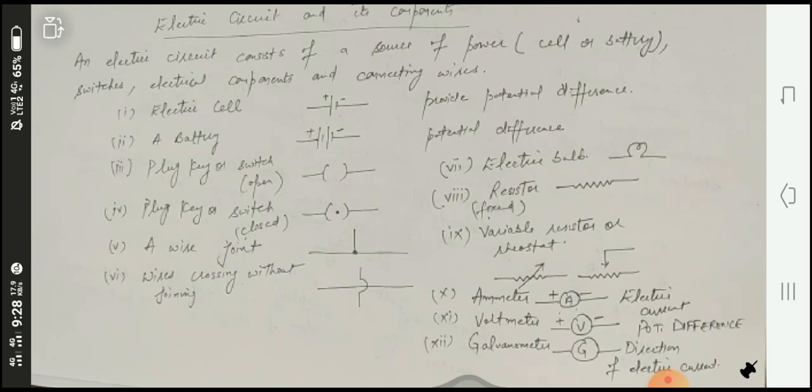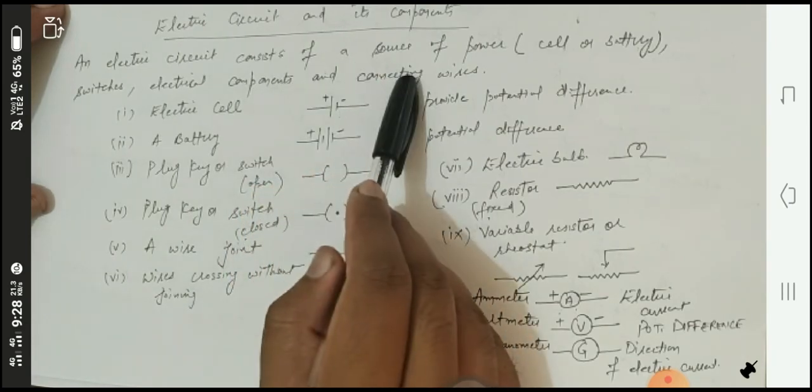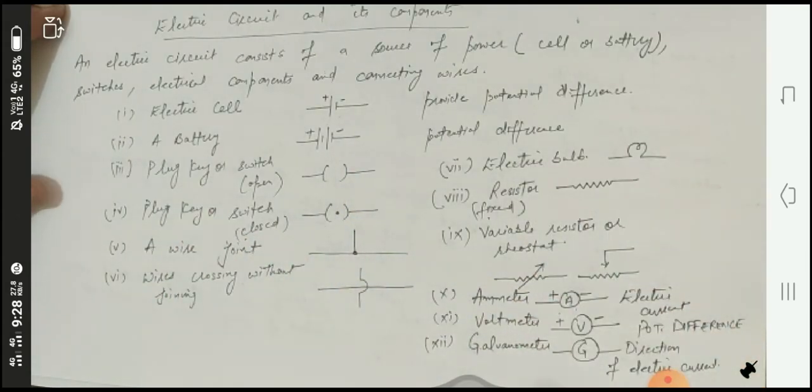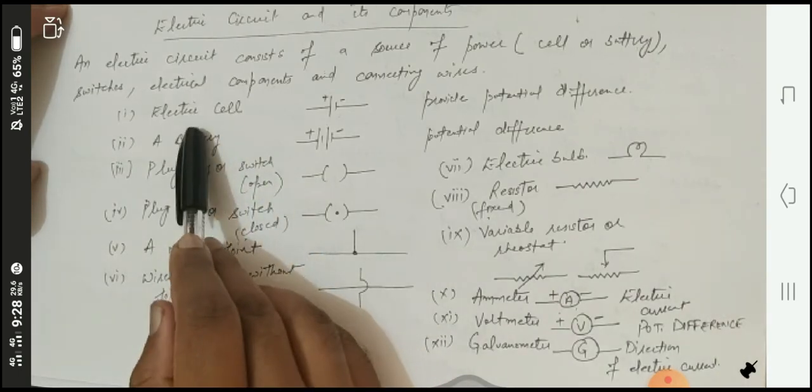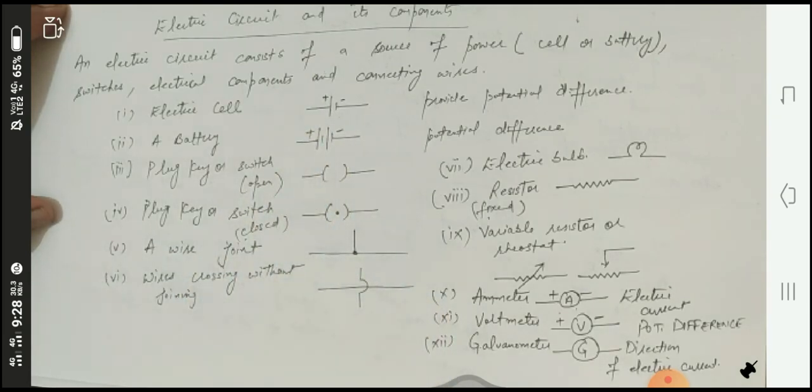So electric circuit, it consists of a source of power like battery or cell, switches, some electrical components, and the connecting wires. When you talk about electrical components, we have different electrical components. Electric cell, denoted by a positive and a negative plate, which provides the potential difference or EMF. Battery, if you have a number of cells connected together, it becomes a battery, whose function is to provide the potential difference across the circuit.